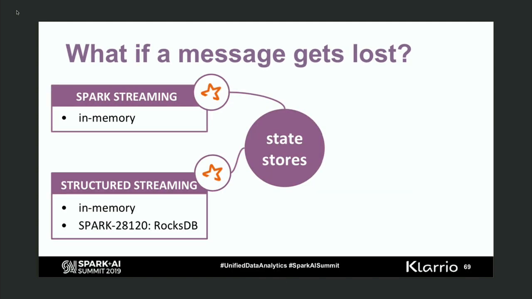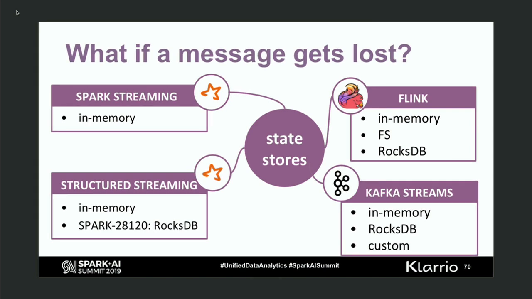So for Spark streaming, it was in-memory hash maps until now, structured streaming as well, but they now have a ticket open to also implement RocksDB backends, which will probably help a lot with keeping a lot of state for applications. I've also heard that Databricks uses RocksDB in their product.